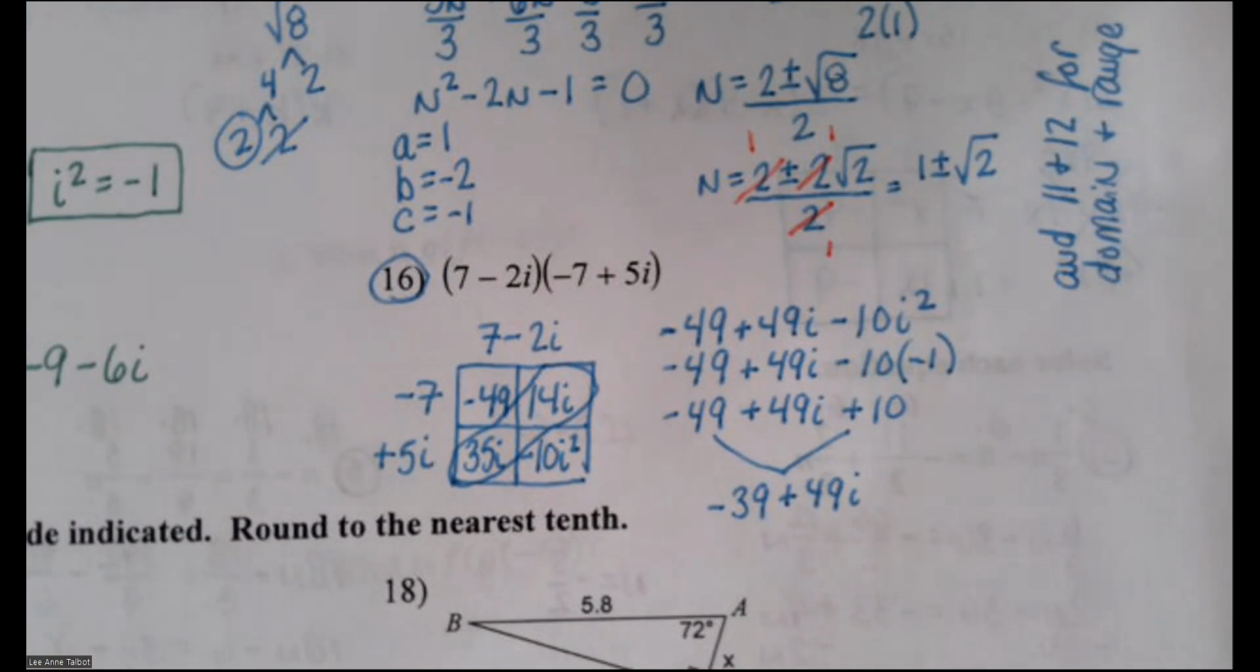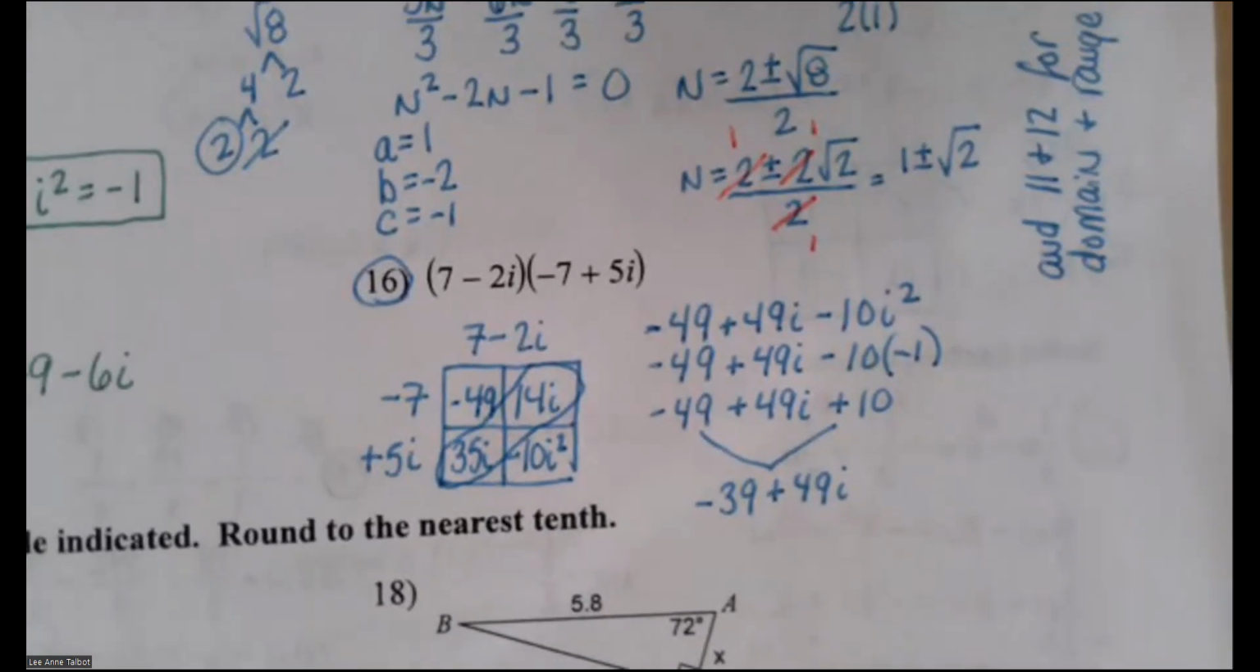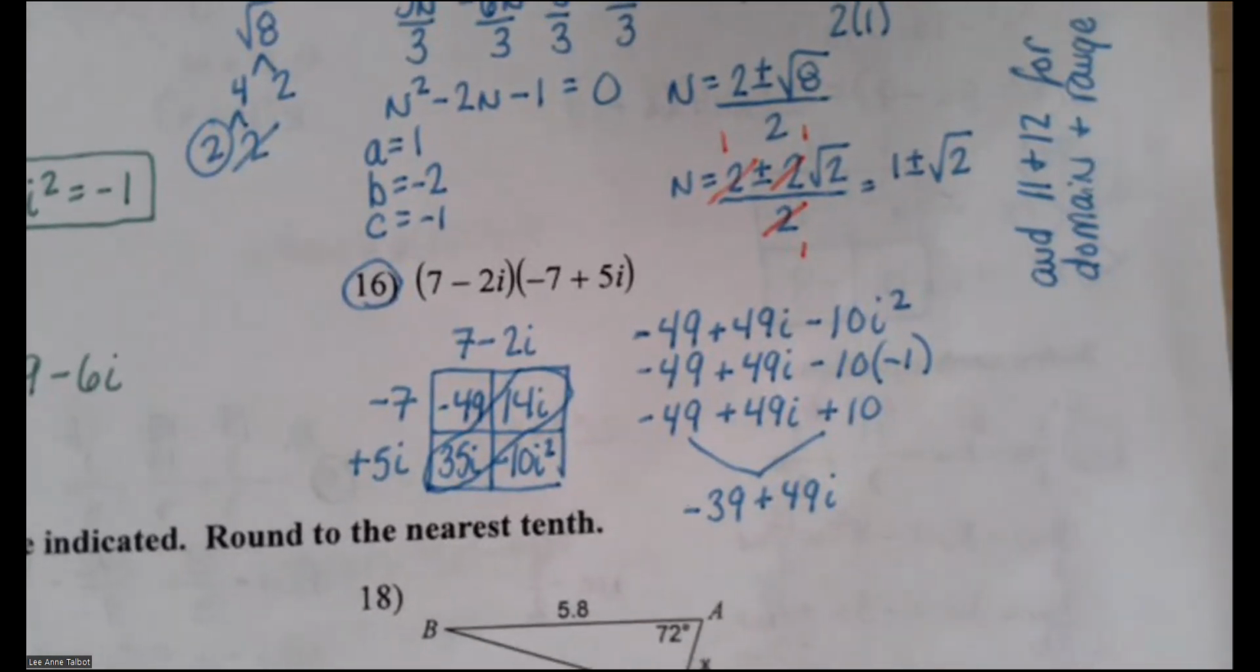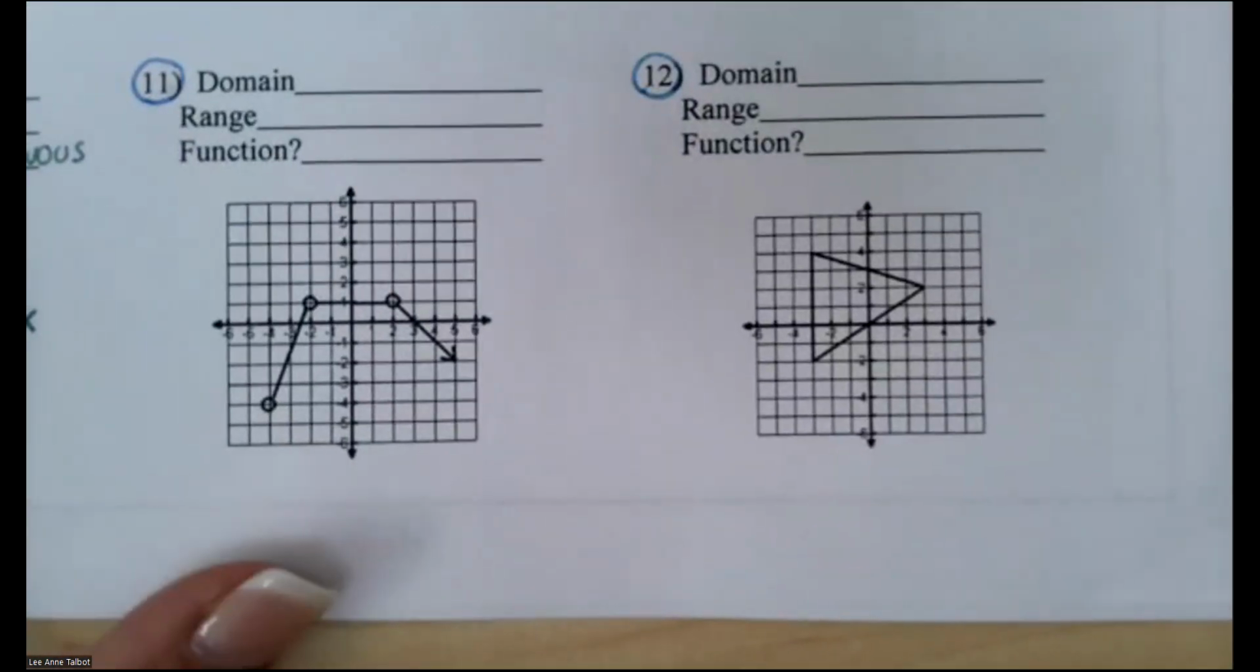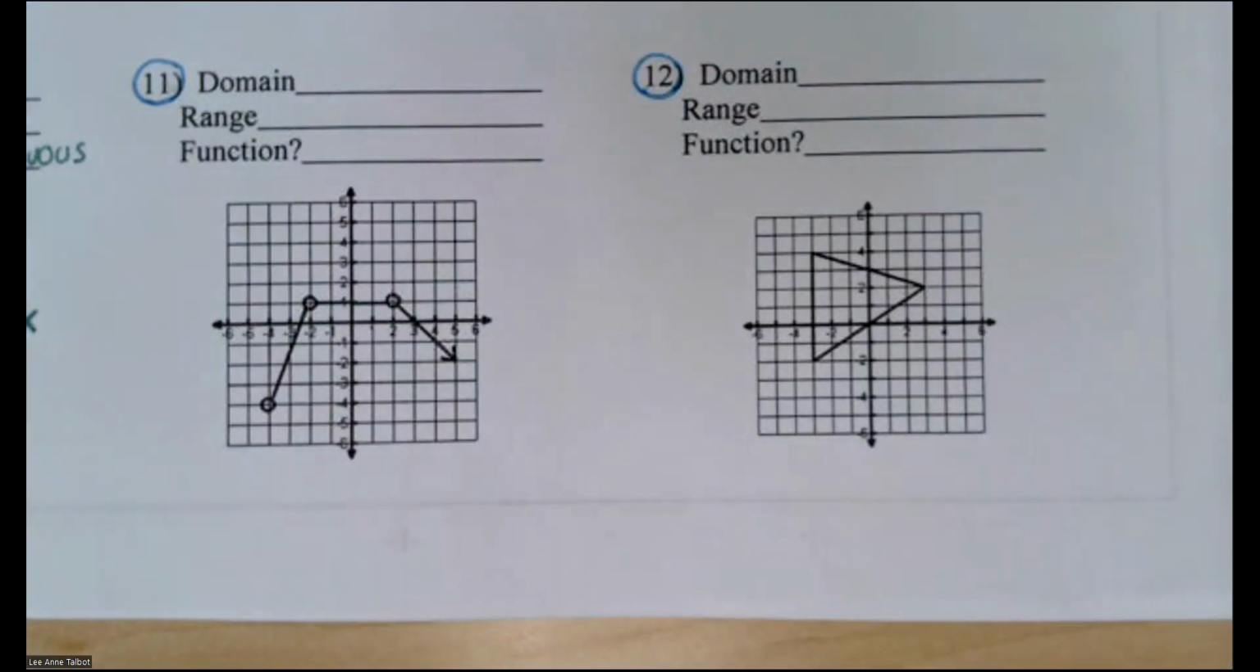All right, we are finishing the domain and range page today. Never been so excited to finish a page. Number 11 is the hardest one of the whole page, just so you know. It's really, really spicy. Number 12 is easy. Number 11, spicy.